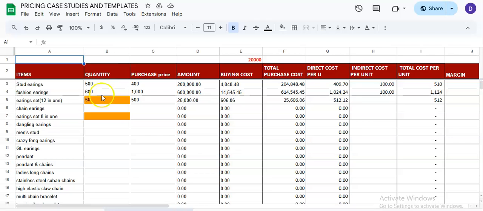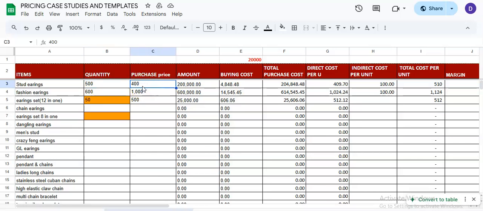Okay, so here is where you list your product. You just have a few things to do. When you list your product, you come here and tell the system how many, because you're costing what you just bought. So how many earrings did you buy? You're saying, okay, I bought 500. What is the cost of one?